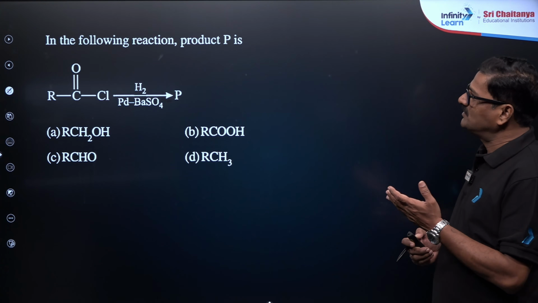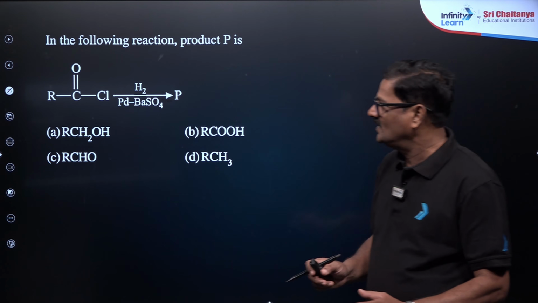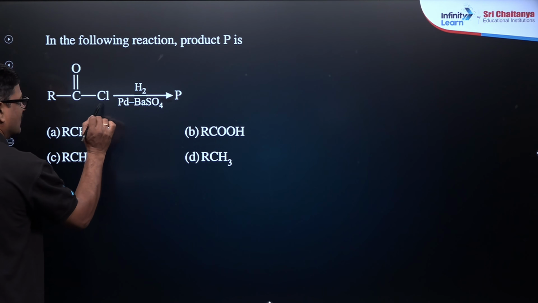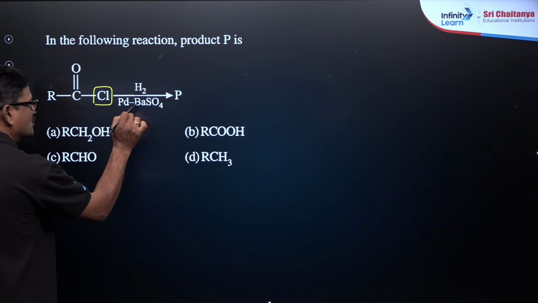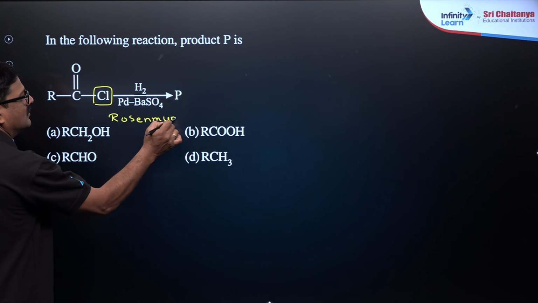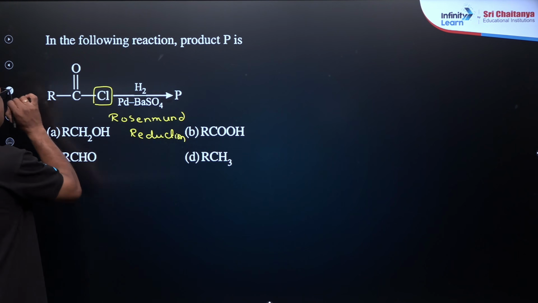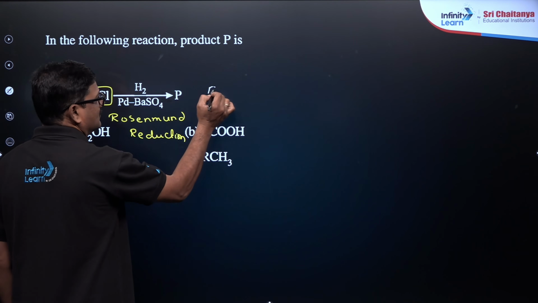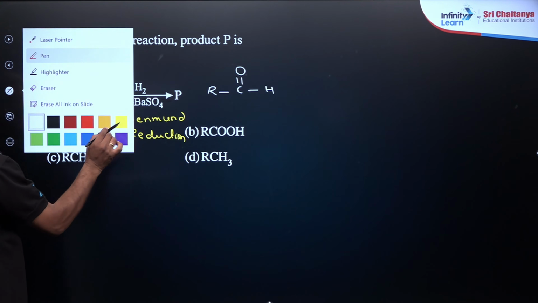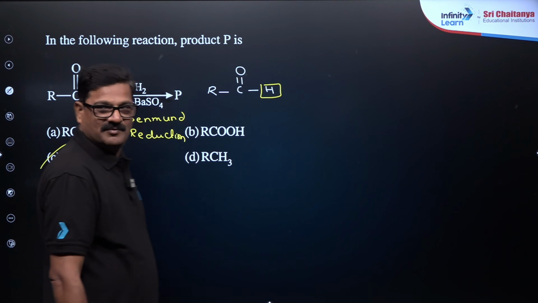One more question: which of the following reactions gives product P? So far we learned something here. This is acyl chloride, acid chloride. For this acid chloride, you remove the chlorine with H2, Pd-BaSO4 for Rosenmund reduction. According to Rosenmund reduction, R-C double bond O-Cl, replace the chlorine with hydrogen. So it is going to be an aldehyde, R-CHO. My answer is going to be this.